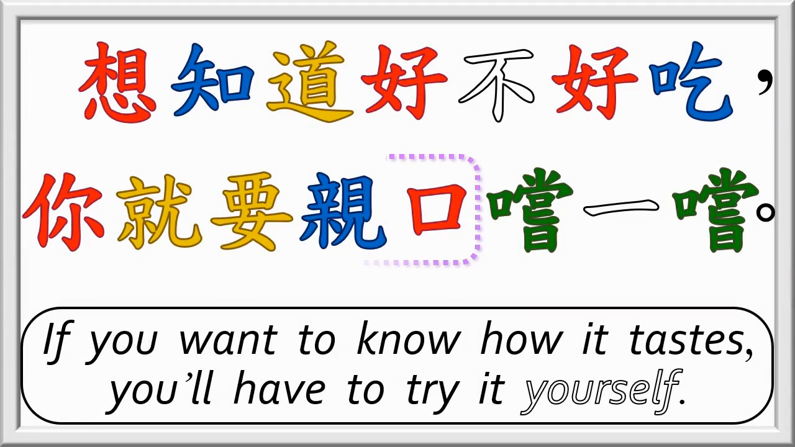Notice the expression 要不是, an obvious contraction of 要是不是, meaning if it were not for, or but for. Phrases like this are important for expressing the English past perfect in Chinese, such as the phrase, if I hadn't, if I weren't. 想知道好不好吃，你就要亲口尝一尝. If you want to know how it tastes, you'll have to try it yourself.